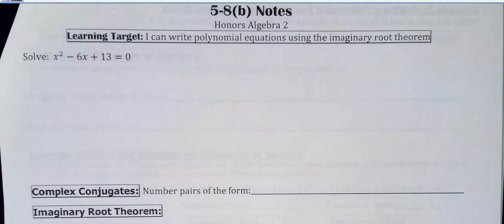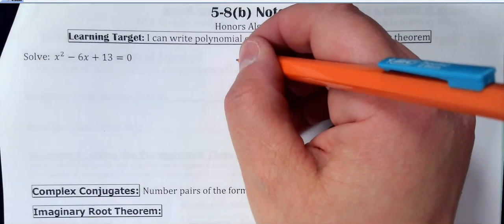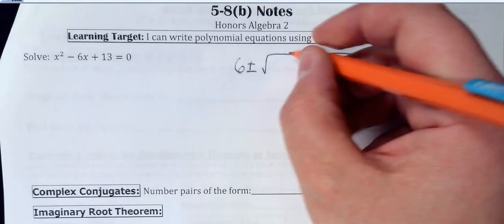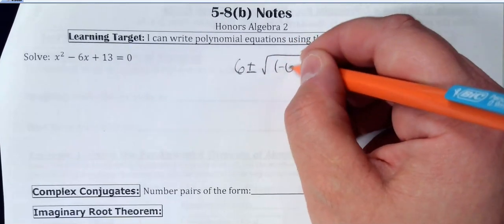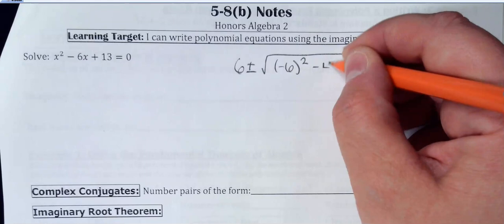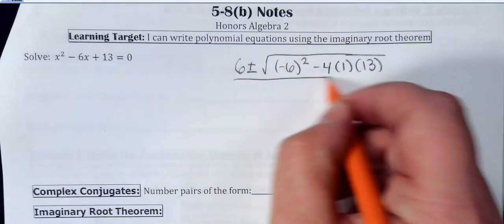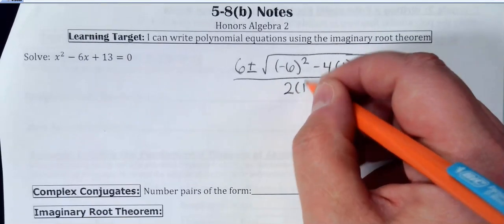How many answers should this question have? 2. All right, so if we just did quadratic formula, just real quick, I'd have opposite of b, so that'd be positive 6 plus or minus square root. And let's see, b squared would be negative 6 squared, 4 times 1 times 13. And then don't forget everybody over 2 times your a value, so 2 times 1.